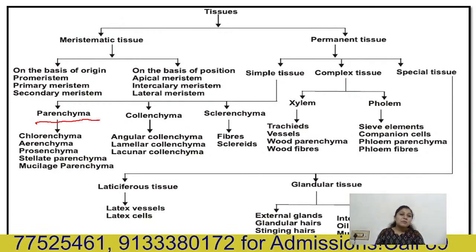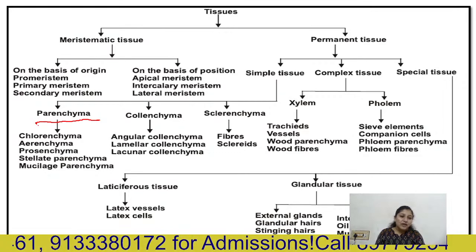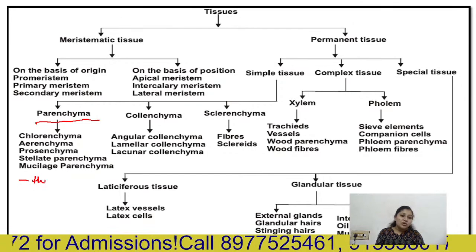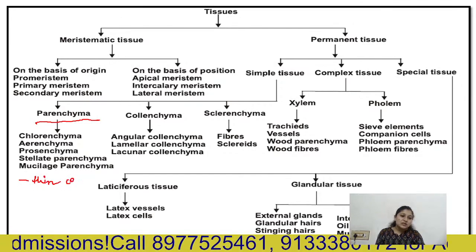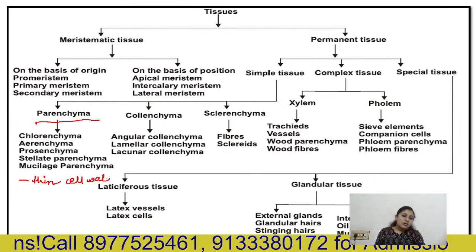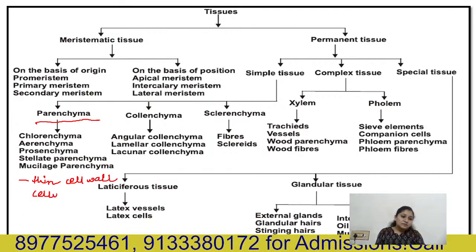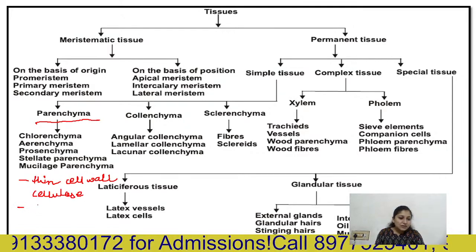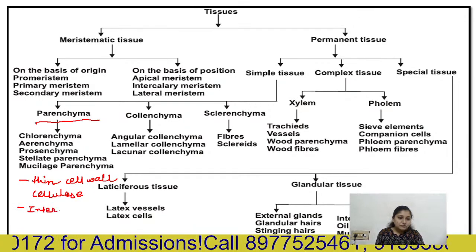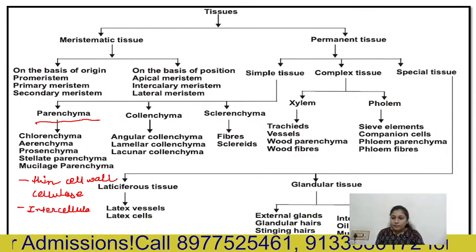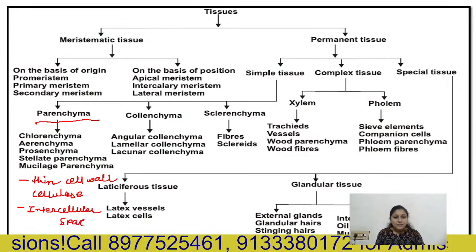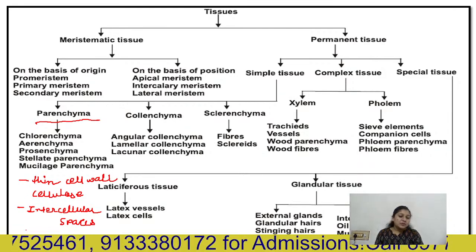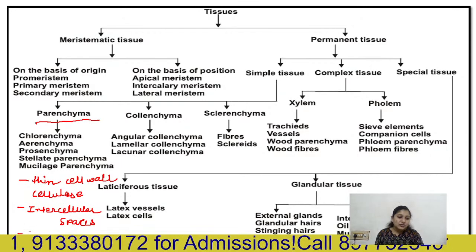In simple permanent tissue, all the cells are of the same kind. This type of permanent tissue has a thin cell wall, made up of cellulose, and intercellular spaces are present in between. The nucleus is also there, so they are living cells.